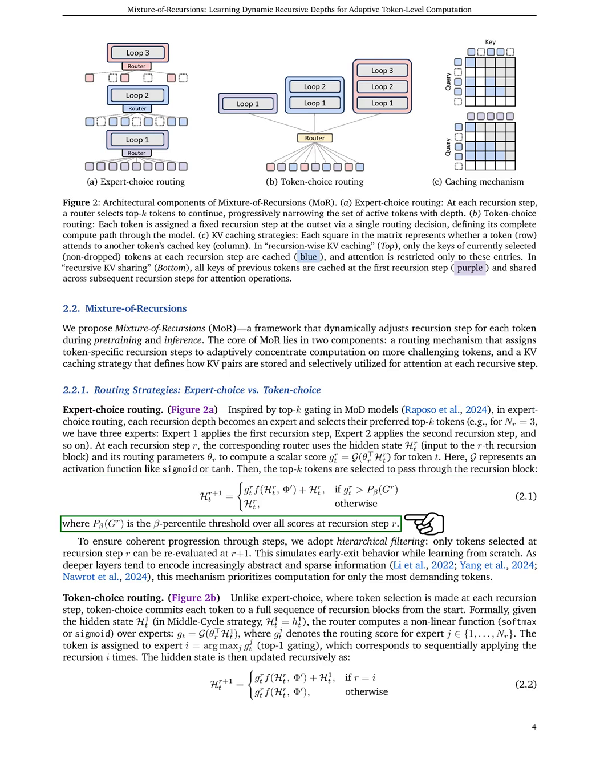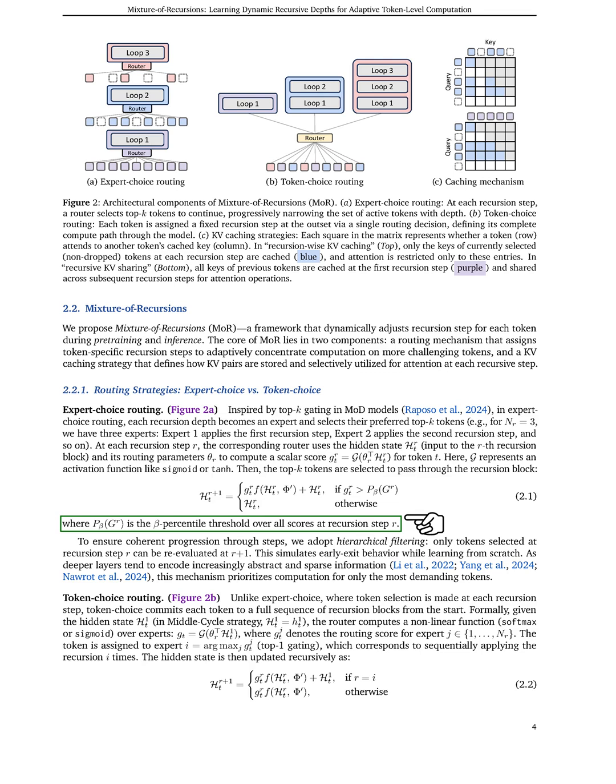At each recursion step, the router calculates a score for each token based on its hidden state and routing parameters. The top tokens are then chosen to proceed through the recursion block, ensuring that only selected tokens can be re-evaluated in the next step. This method prioritizes computation for the most challenging tokens.